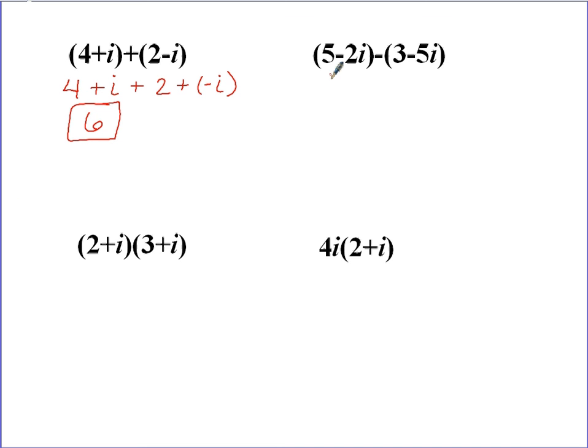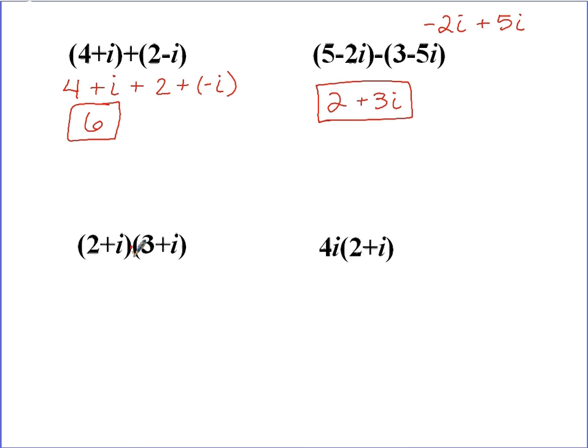Okay, over here on the right, I'm going to do it in the order that I want as well. I'm going to go 5 minus this 3. 5 minus 3 is 2. And then I'm also going to do -2i minus -5i. Minus negative becomes plus. So this ends up being -2i plus 5i. So -2i plus 5i is plus 3i. And that's my final answer for that.